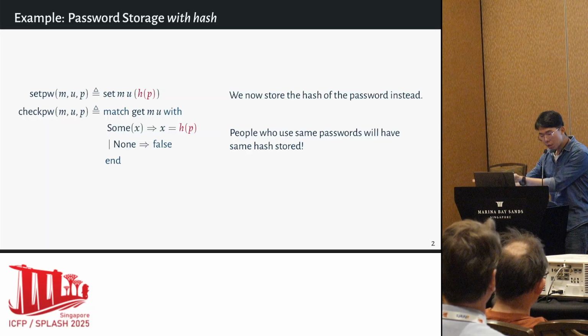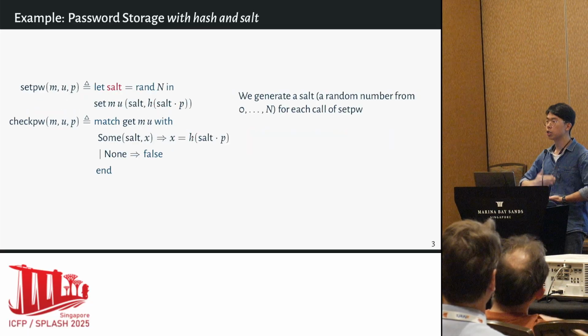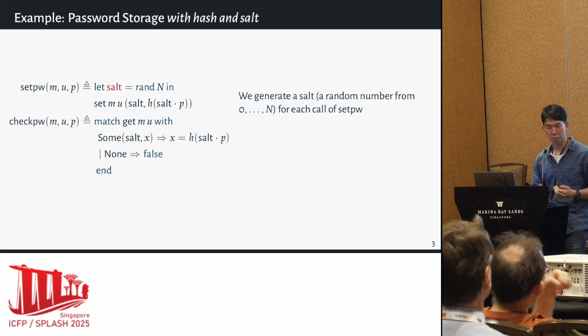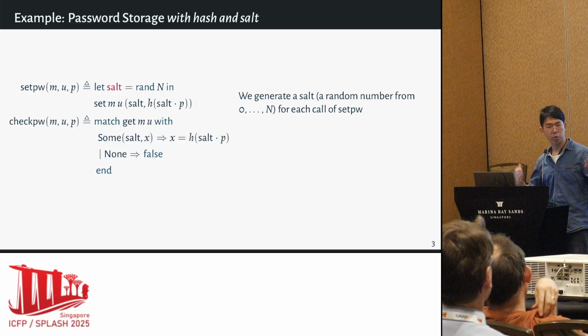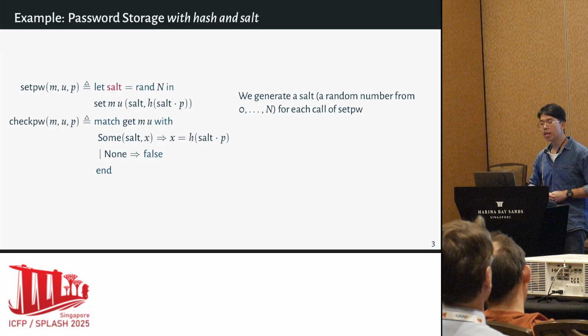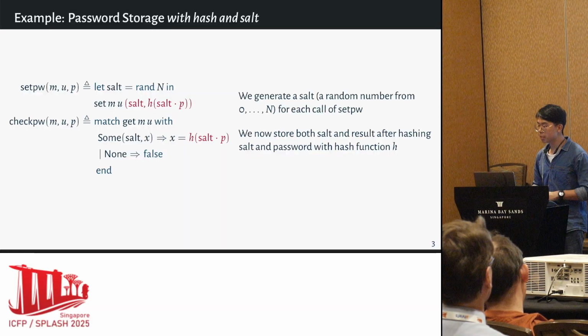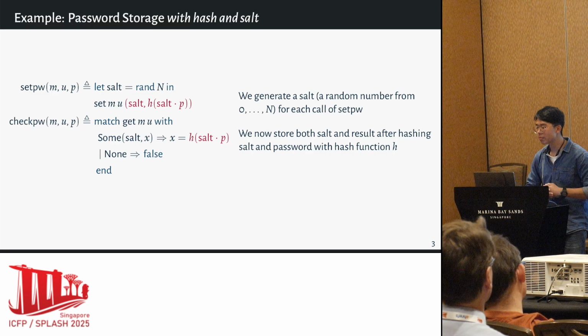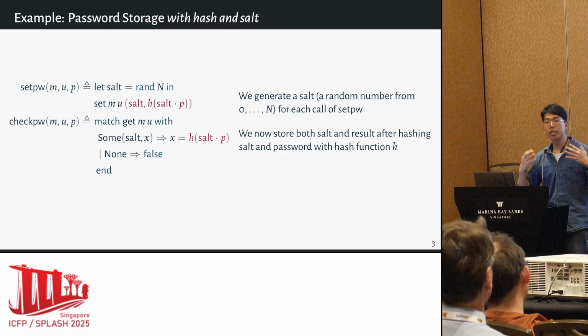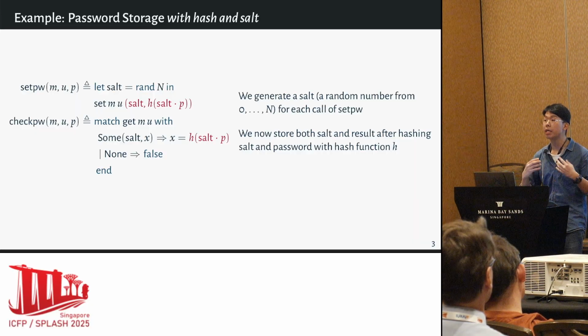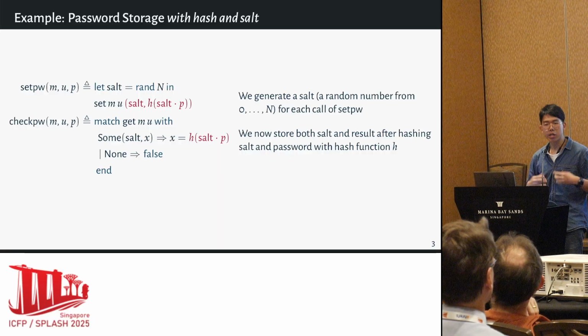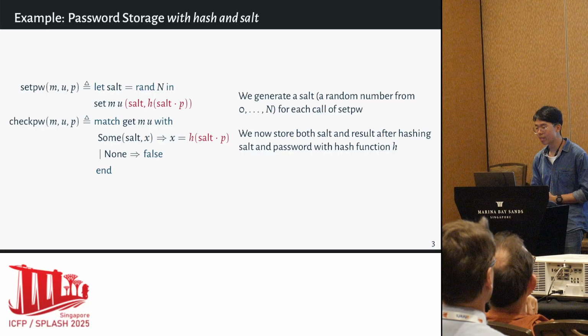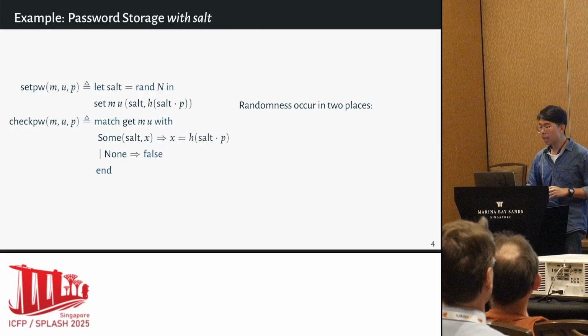One solution to solve this is to use something called salting in addition to the hash. Whenever we want to set someone's password, we randomly generate a number from 0 to big N, which we call a salt. And what we store in the mutable map is both the salt and the hash of the concatenation of the salt and the password. In this case, when two people are storing the same password, there's a high probability that they will be generating different salts, and they will hence be storing different values into the mutable map. And so from the attacker's view, it's not very clear which people are using the same password.